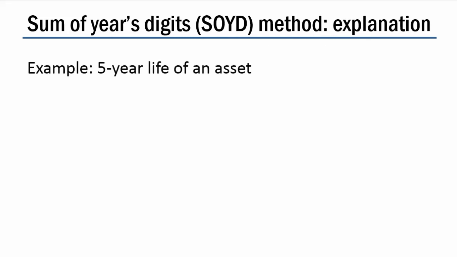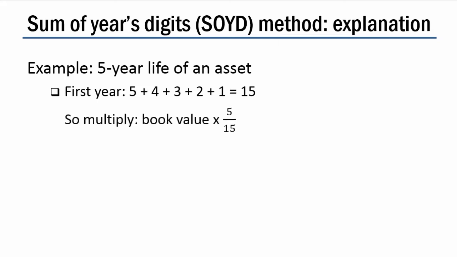So let's say we have an asset that is going to have a 5-year life. So this time we're going to do 5 years instead of 10 years. The first year, we add those digits. 5 plus 4 plus 3 plus 2 plus 1 equals 15. That's the sum of the year's digits. And then we multiply that book value by 5/15.